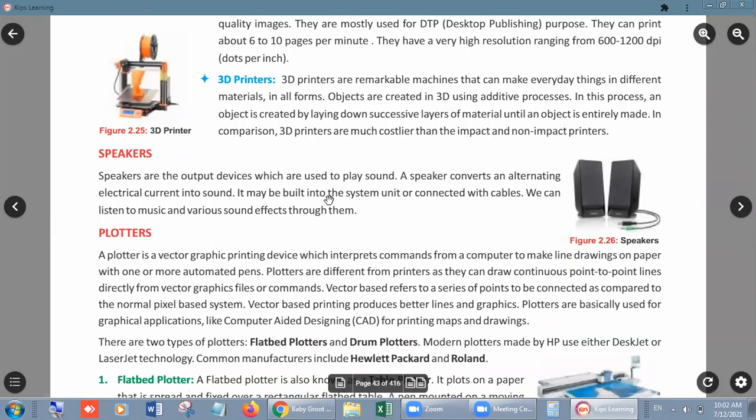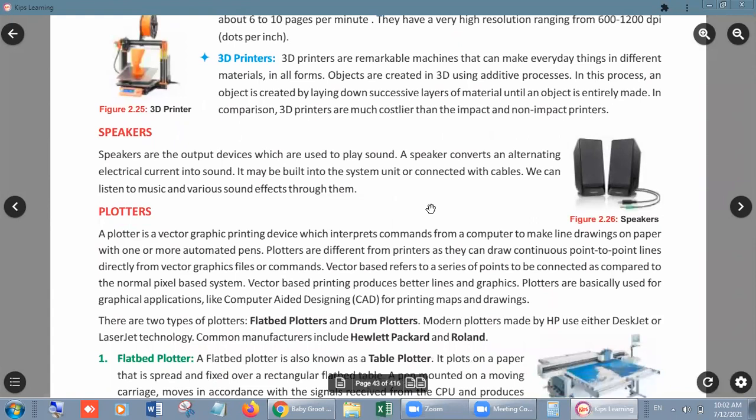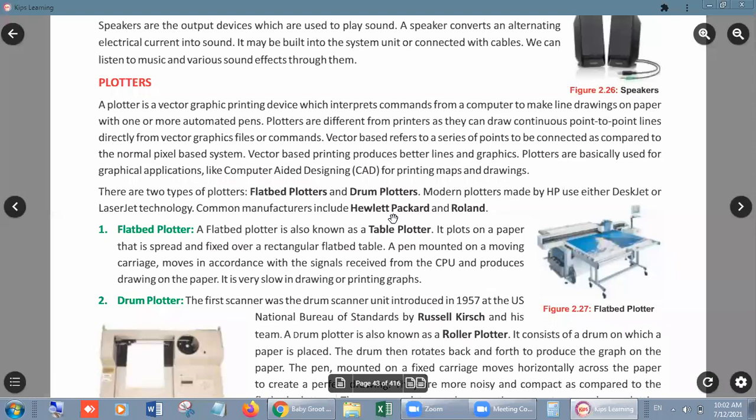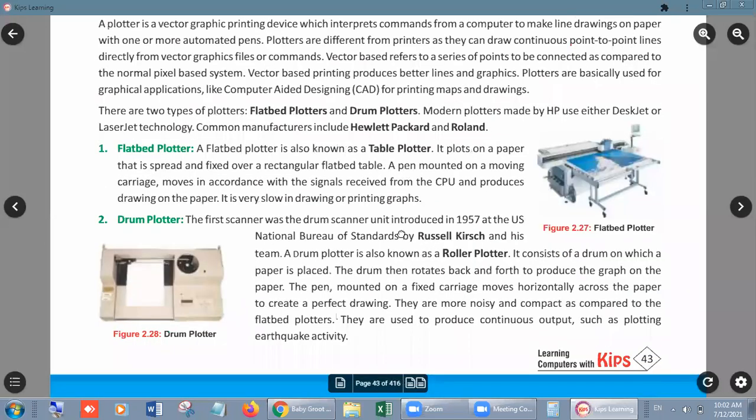Next is the speaker. This is an output device. We all know about the speaker. A speaker can produce output in the form of sound from a computer, right? Next is plotters. Plotters are also a type of printer. It's a big printer and these are used for preparing big maps, right? We have two types of plotters, you can say.